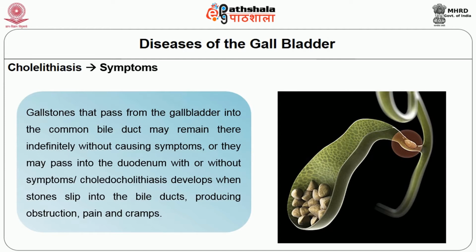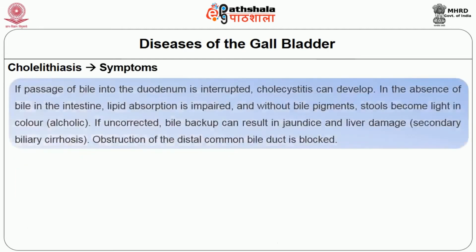Cholelithiasis develops when stones slip into the bile ducts, producing obstruction, pain and cramps. If passage of bile into the duodenum is interrupted, cholecystitis can develop. In the absence of bile in the intestine, lipid absorption is impaired, and without bile pigments, stools become light in color. If uncorrected, bile backup can result in jaundice and liver damage.